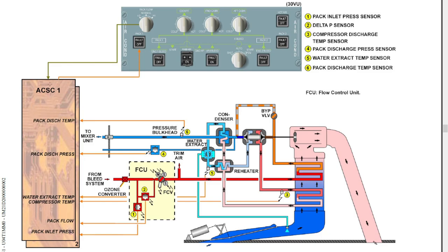When this signal is received by air conditioning system control computer 1, first, it will move this bypass valve to a more open position. Why you move this bypass valve to more open position is that when you have low air coming into the system, that low air will go through the compressor side, and when it goes through the system there would be a high pressure created here.